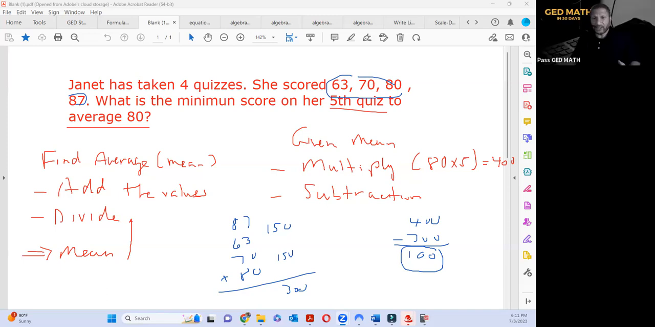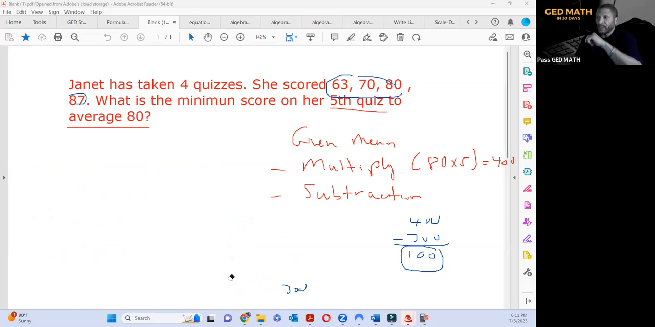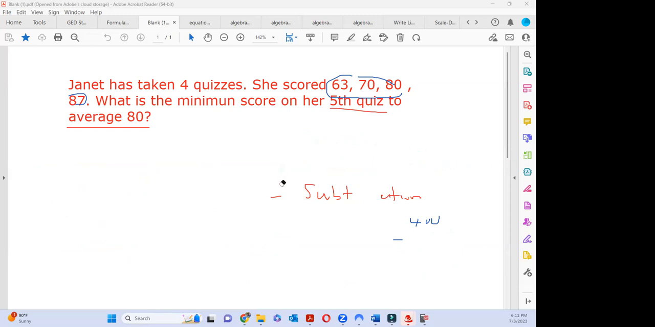So again, let's understand what we did. To find the mean, we add the values and then divide. If we're given the mean, we multiply, then subtract. Now watch this. I'm going to give you another way to do it. This is the common sense way, the way most people can remember. When they give you this problem, they're probably going to give you multiple choice. This is the easiest way.